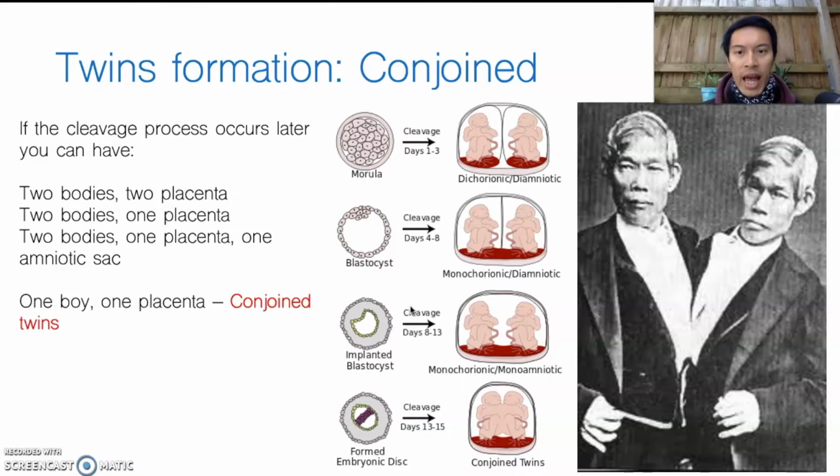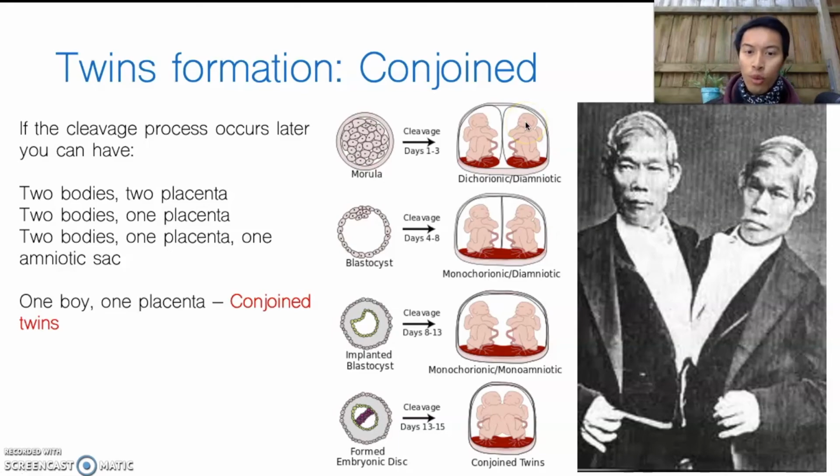If the split happens much later in your twins, what happens is you can get conjoined twins, right? So the cleavage process that occurs in the morula, causing it to divide, might split up into two cell masses, right? And if it happens in 1 to 3 days, then what you kind of get is two bodies with two different placentas, yeah? So this is pretty early on, right? It's called a dichorionic and a diamniotic twin, right? Which means you have two babies, two placentas, two amniotic sacs, right?